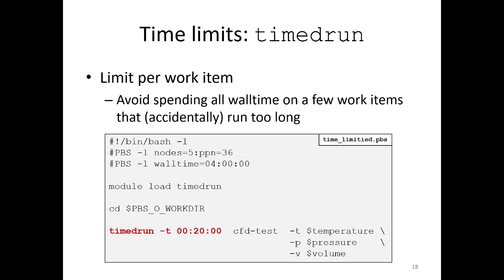Another thing is time limits. So basically there is of course the time limit of your job, which is the wall time, but that is the time that worker will run, so basically for all work items that it has to do. But you might want to limit the time an individual work item takes, and this you can do using another utility, which is called timedrun, and that will actually monitor a running process, and once a given time is exceeded, it will just stop that particular process.